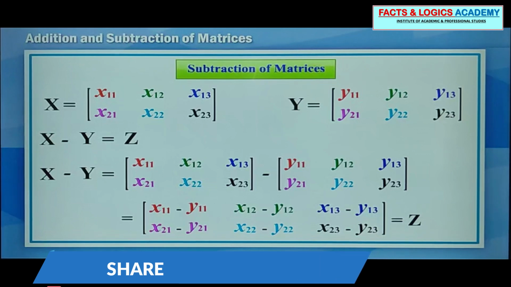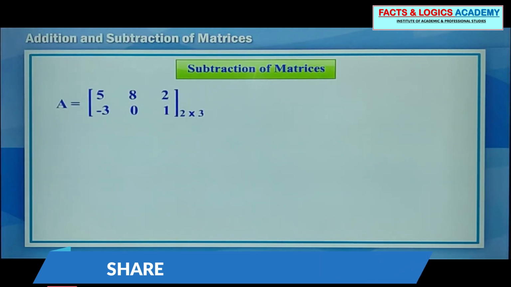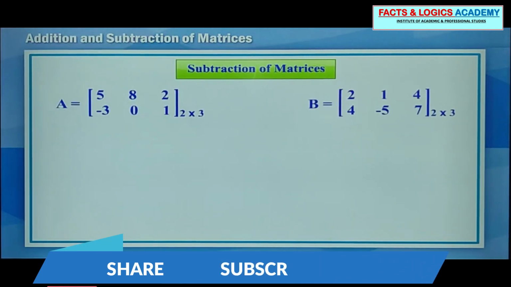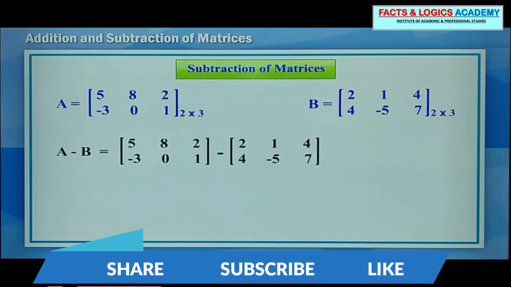You will see an example of subtraction using matrices A and B that we saw before. The subtraction operation is shown here. Every element of B is subtracted from the corresponding element of A. The difference of the matrices A and B is as shown.